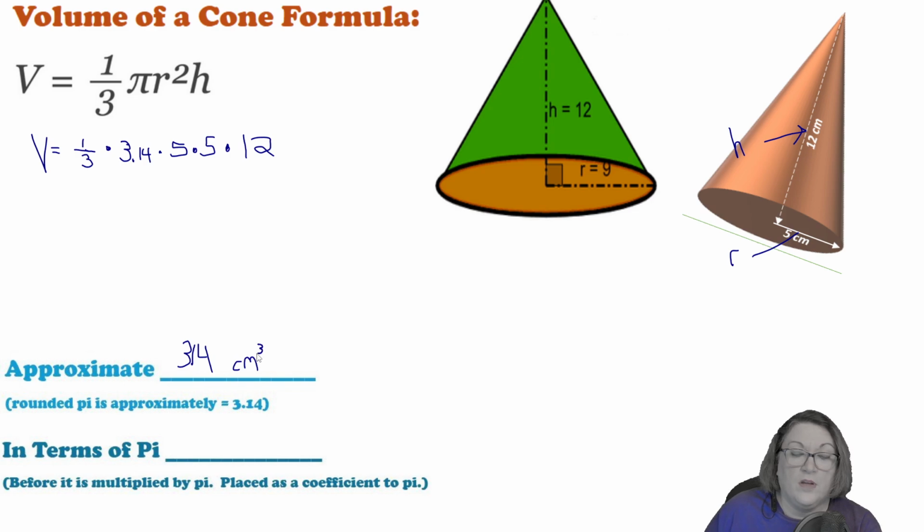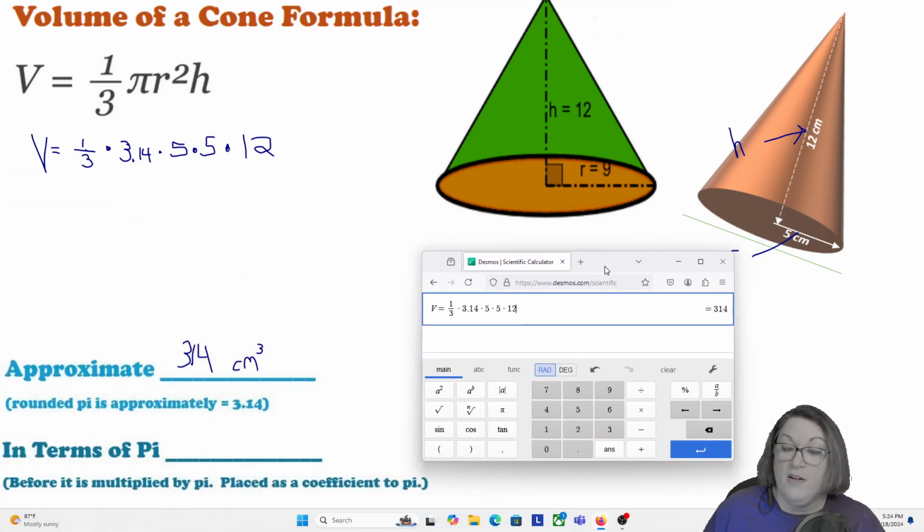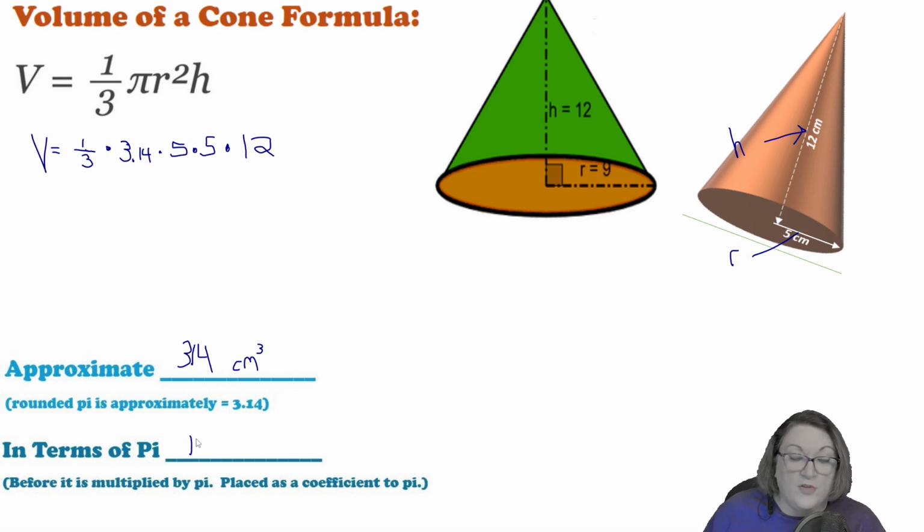Okay. And then of course, to get our in terms of pi answer, remember we're saving our pi for last, which means we're not going to multiply it times the pi part. We're saving that for last. So we're going to take out this pi part. So I just highlighted it and then click my delete button and it goes away. And I end up with 100. So 100 times pi is our answer in terms of pi for this cone.